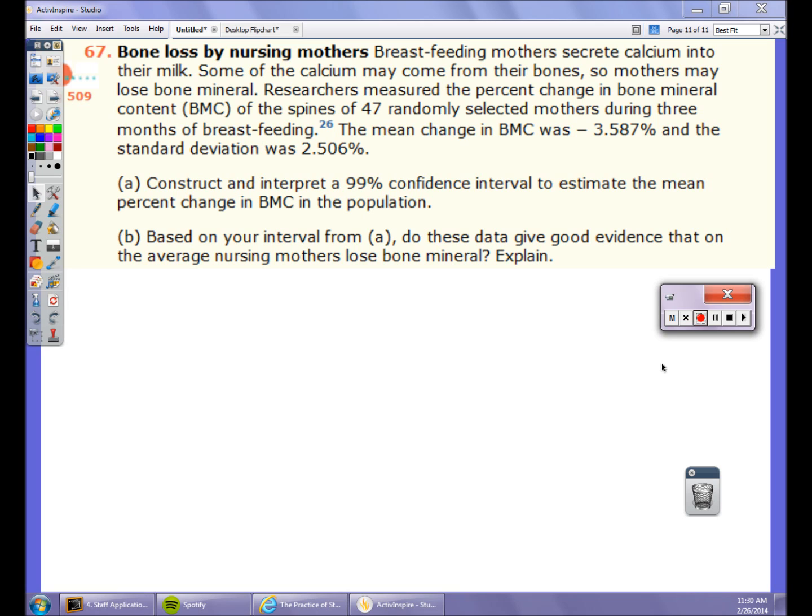Just a heads up, when you're doing your confidence interval, keep all of these numbers in terms of percents. For example, the 2.506%, don't turn that into a decimal. Just leave it as 2.506.